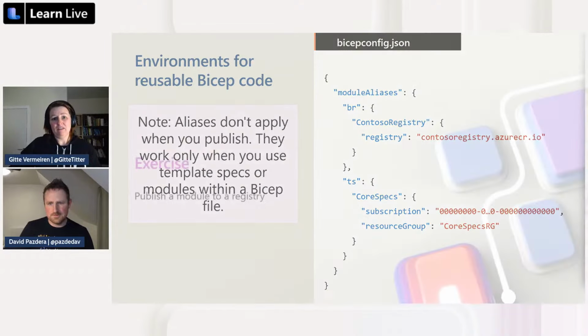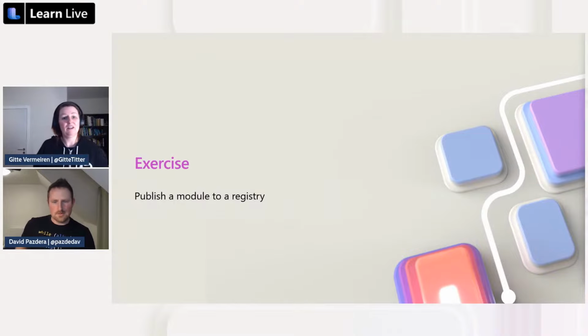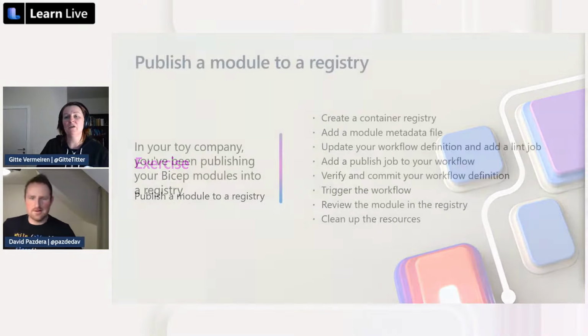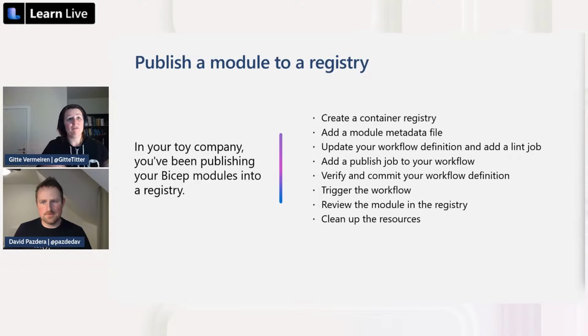But that being said, I think it's time for the next and the last exercise, which is now publishing a module to a registry. So David, you'll be creating the container registry, adding the metadata file. You'll be publishing stuff, triggering the workflow, and then we'll see the module pop up in the registry. So back to your screen, and let's show them how it's done.